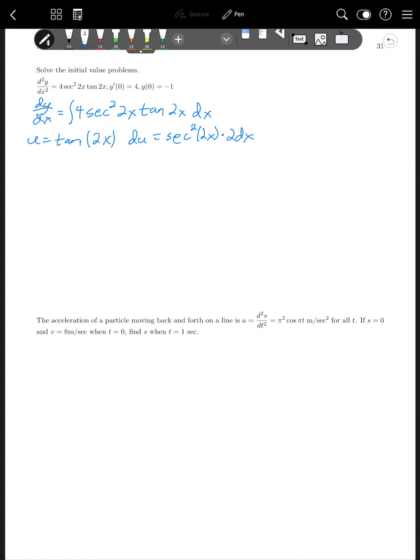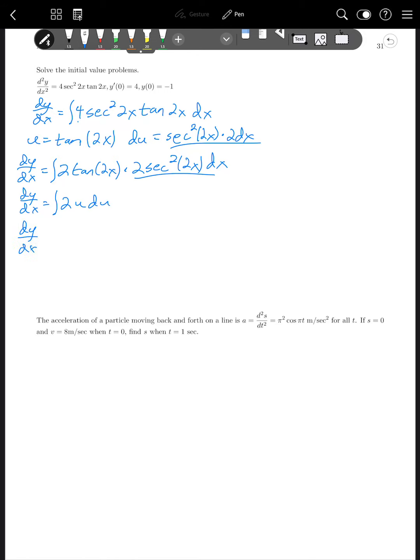We already have a 2 built in here, so I'm going to rewrite this so that I can do this substitution. This is going to be 2 tangent of 2x times 2 secant squared 2x dx, because I need to steal a 2 from this. And so now I have my du, and I can do my substitution. So dy dx is going to equal the indefinite integral of 2u du. Now I can do that antiderivative. So dy dx will equal 2 times u squared over 2 plus c. So dy dx equals u squared plus c.